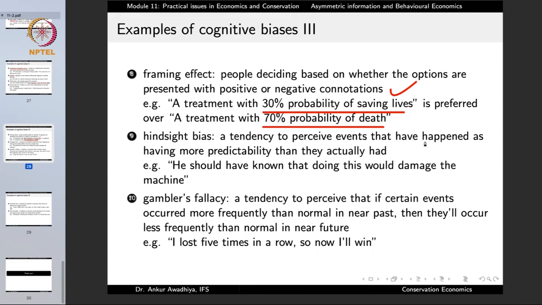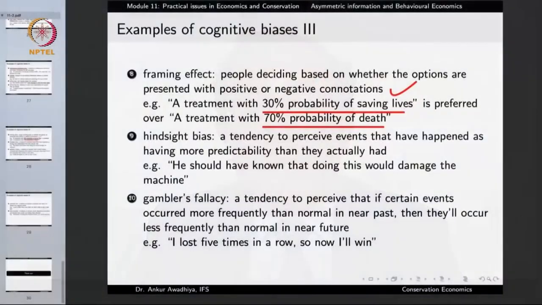Hindsight bias, a tendency to perceive events that have happened as having more predictability than they actually had. So in hindsight, people would say he should have known that doing this would damage the machine. He should have known. But then they discount the fact that this person, had he known that it would destroy the machine, would not have done that. Because in hindsight, it is easy to see things. But in foresight, it is difficult.